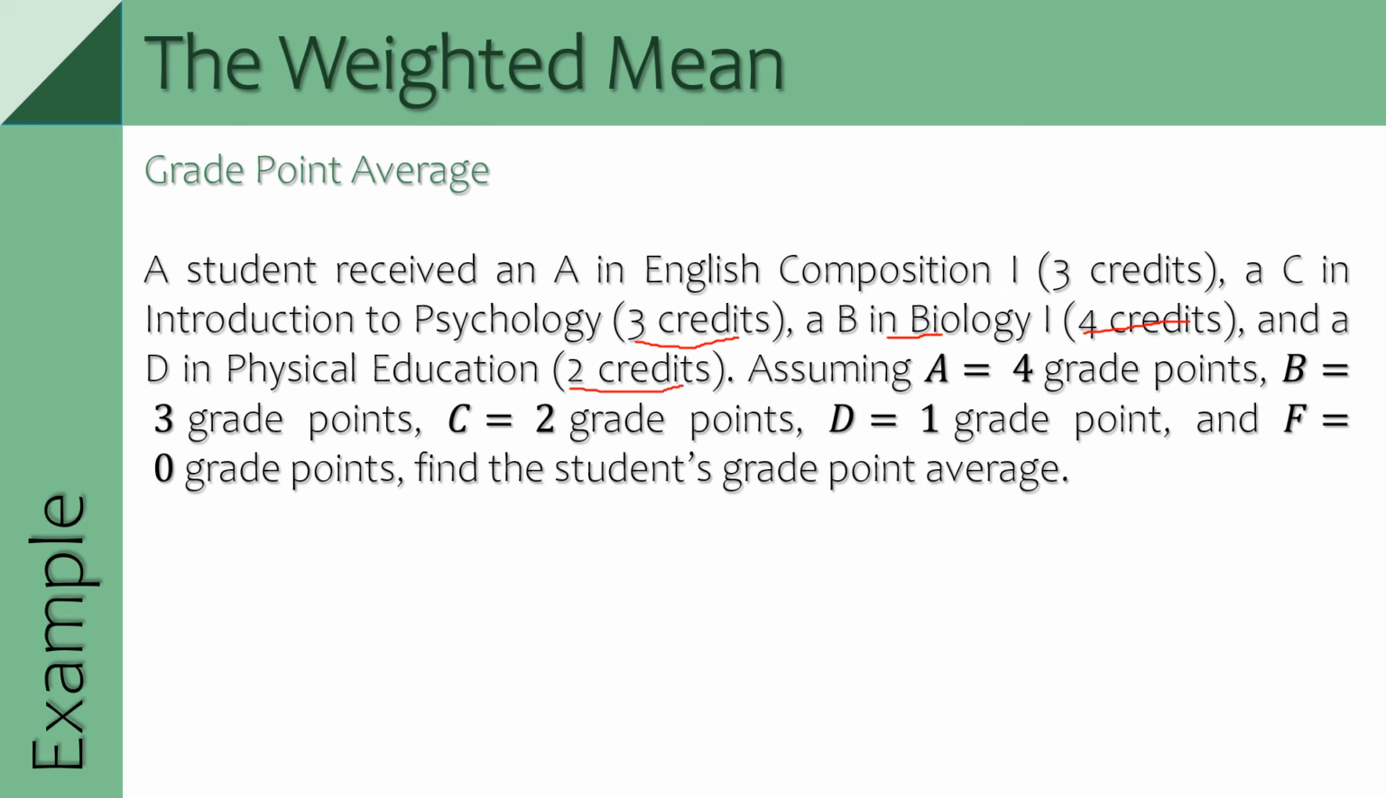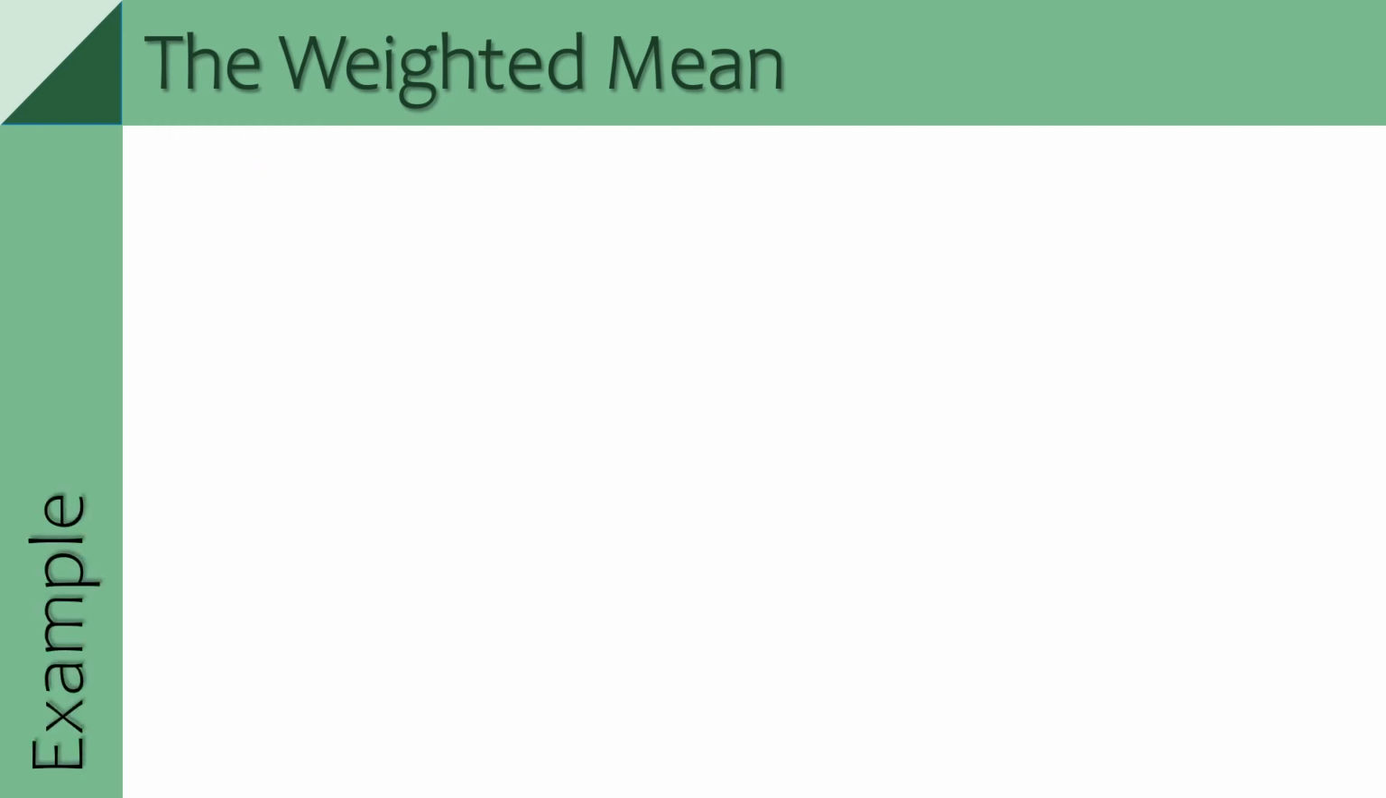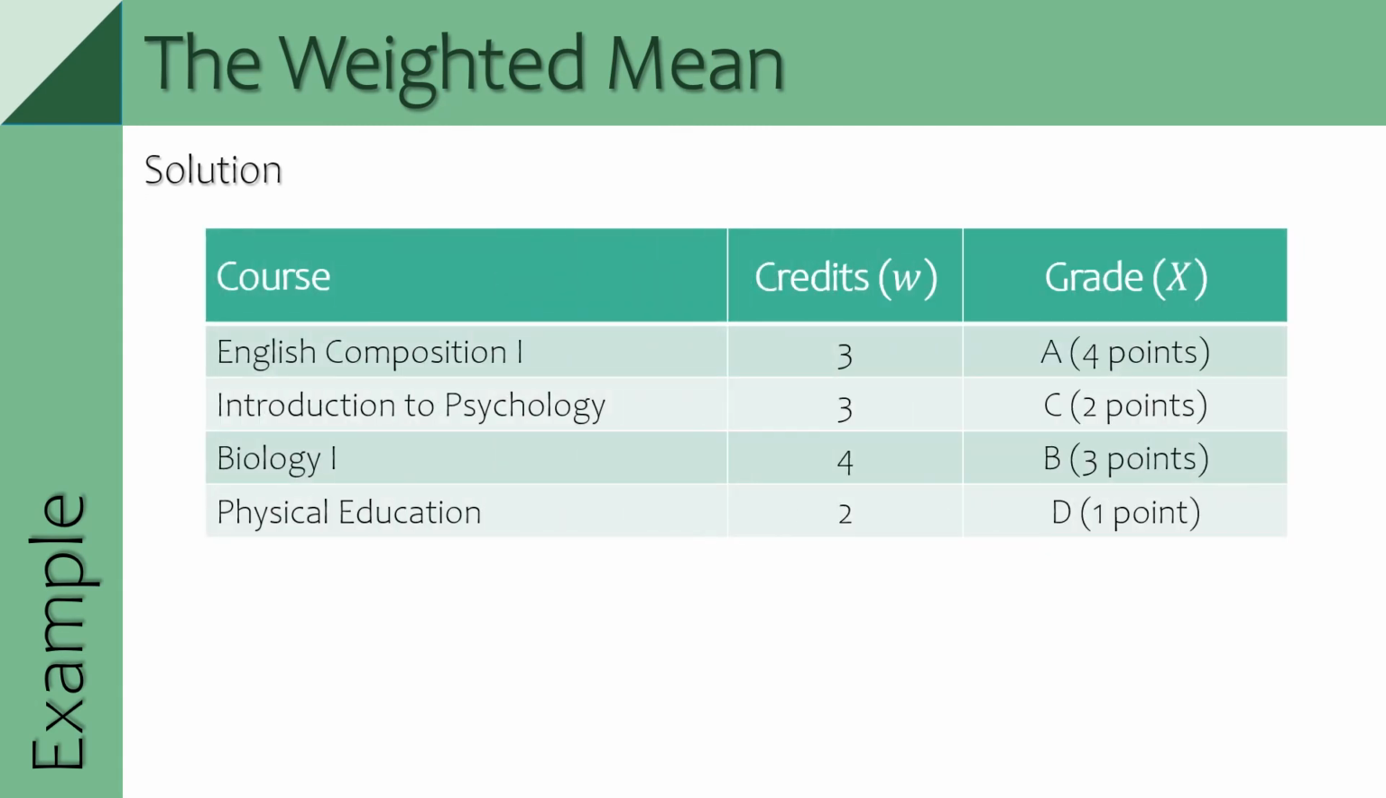So assuming that A is equal to 4 grade points, B is equal to 3 grade points, C is equal to 2 grade points, D is equal to 1 grade point, and F is equal to 0 grade points. Find the student's grade point average. Okay, so let's see the solution. So this is our course list: English Composition 1, Introduction to Psychology, Biology 1, and then Physical Education.